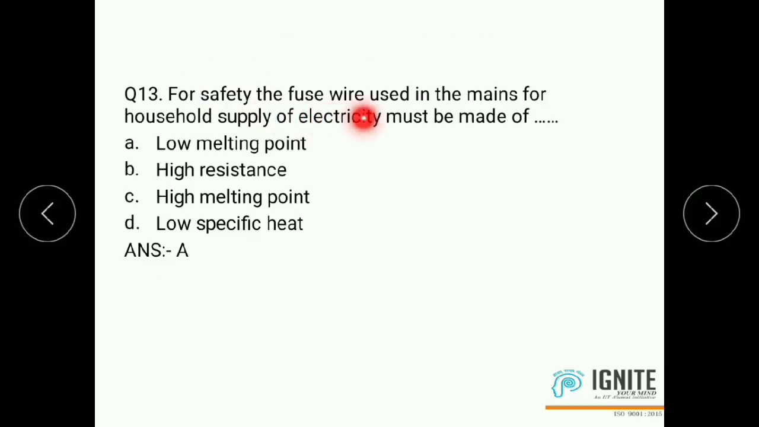For safety, the fuse wire used in mains for household supply of electricity must be made of. A fuse is used in main electric supply as a safety device. The resistance of the element used in the fuse generates heat due to the current flow. It has low melting point so that it melts when a short circuit or overloading takes place. The correct answer is option A.